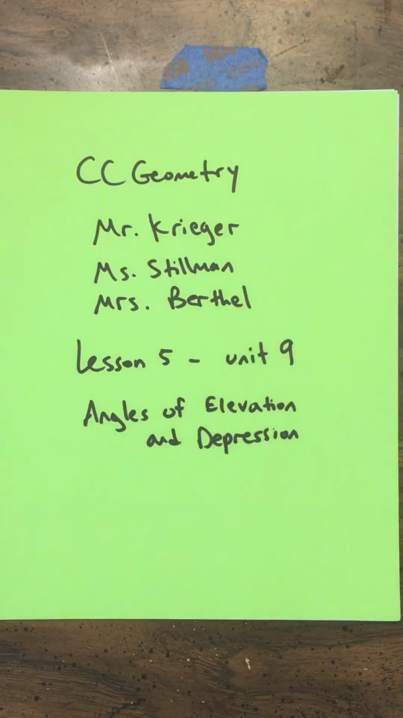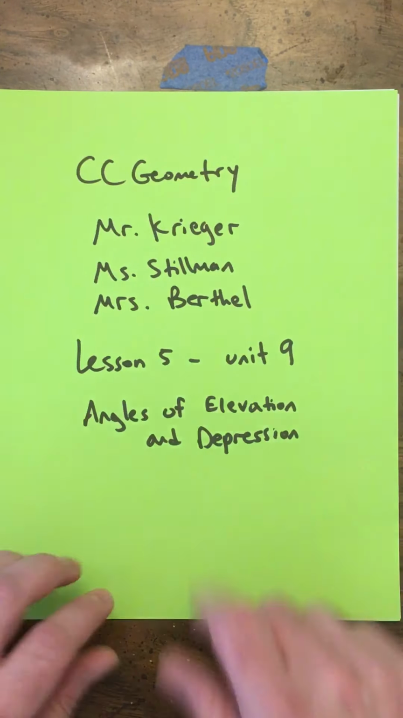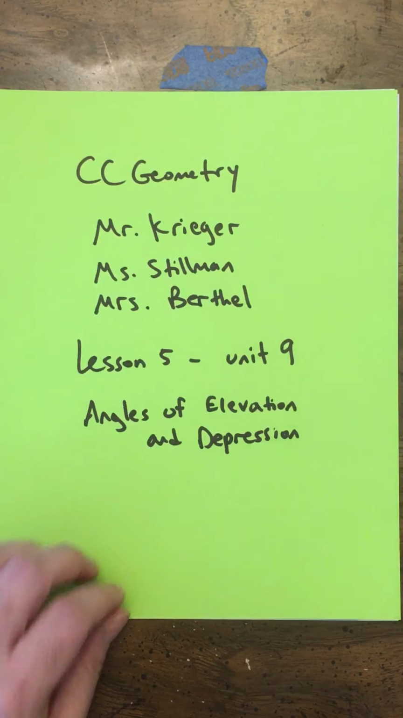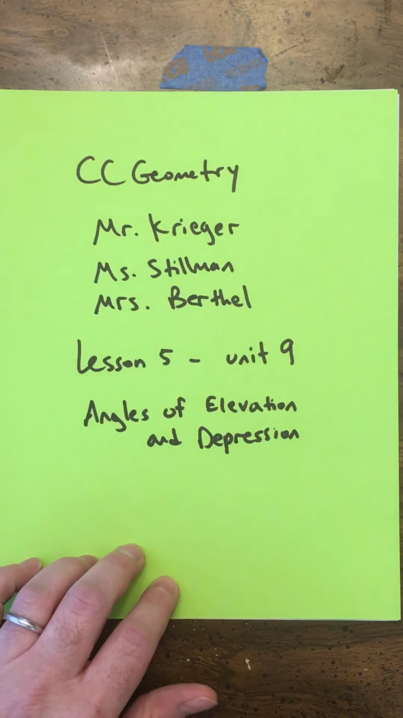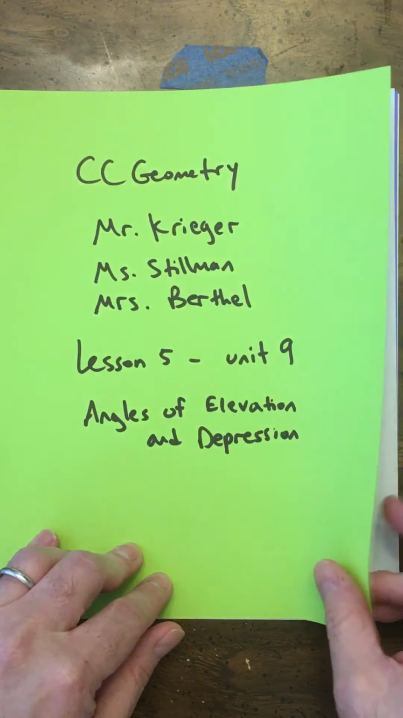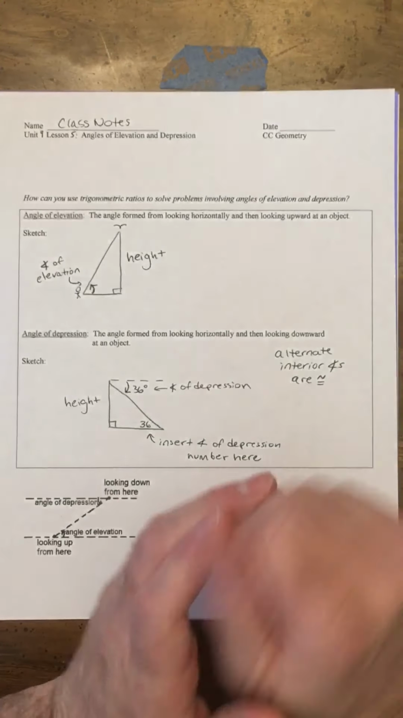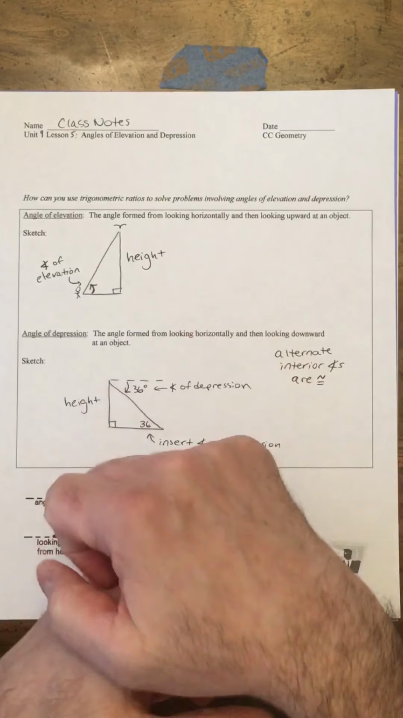Krieger. We're doing lesson 5 today from Unit 9 on trigonometry. The specific lesson is angles of elevation and depression, and we're also going to see how to set up problems where the diagram is not given if you're given a word problem. Okay, so first of all, take out the lesson.